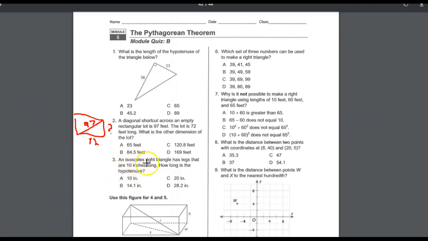This one says an isosceles right triangle has legs that are 10 inches long. How long is the hypotenuse? Okay, well, they're even asking for the word hypotenuse, so we know that we will need to add the legs together. 10 squared plus 10 squared.